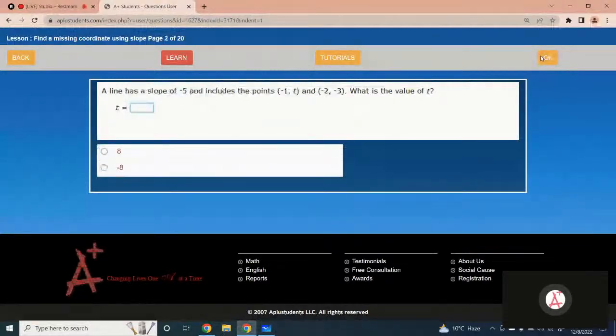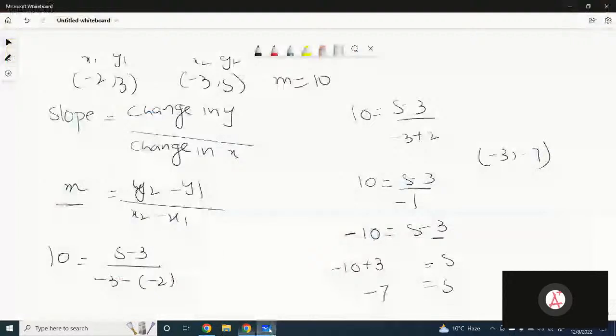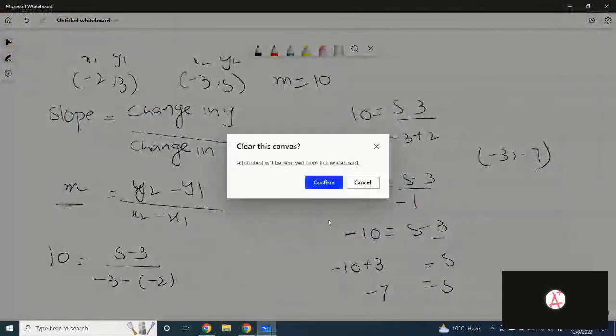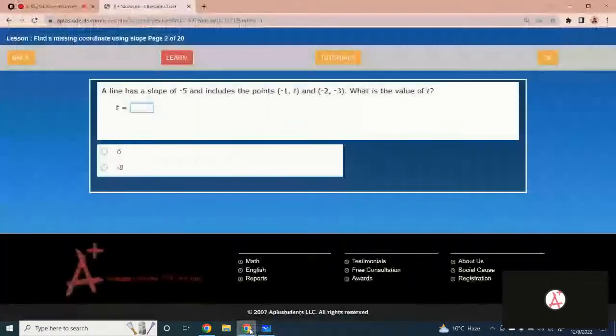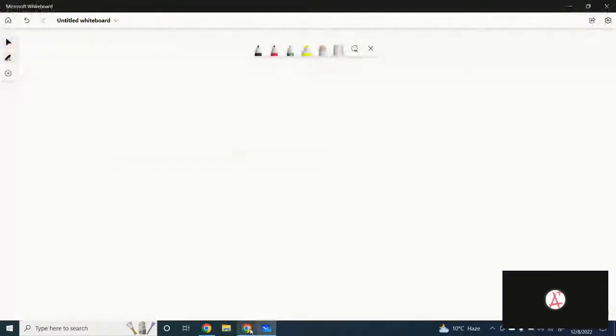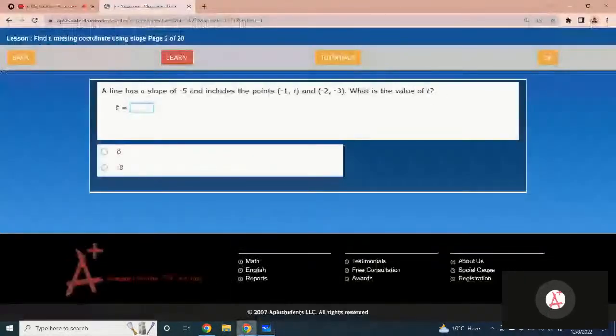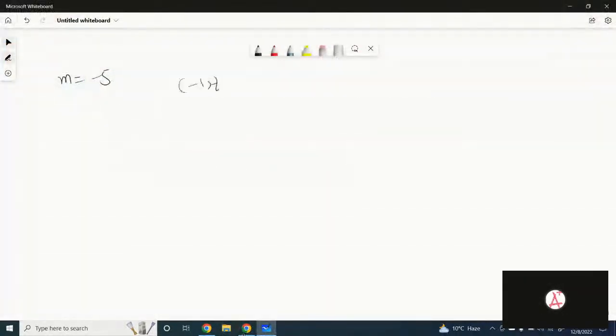Okay, the next one: a line has a slope of negative 5 and includes the points (-1, t) and (-2, -3). What is the value of t? Slope is negative 5 and the points are (-1, t) and (-2, -3). We find the value of t.